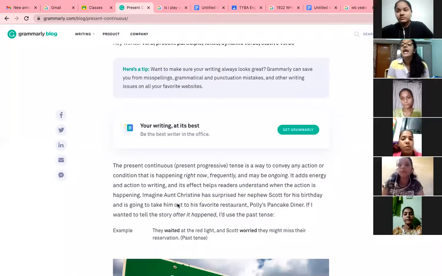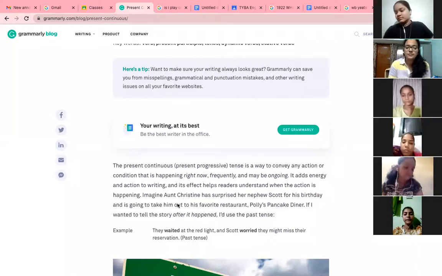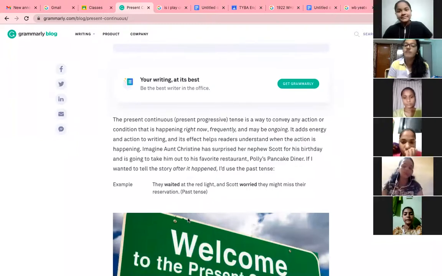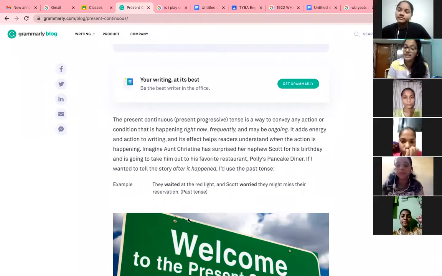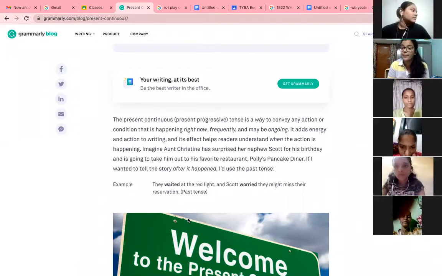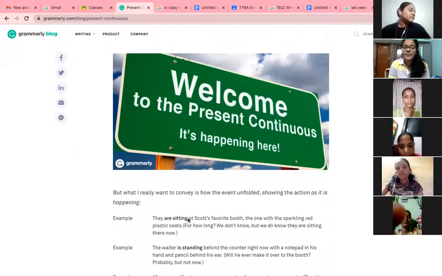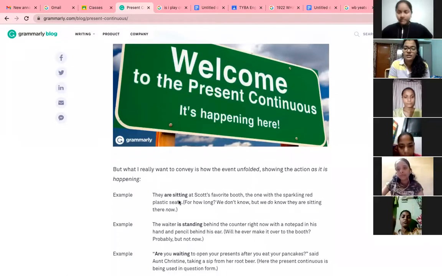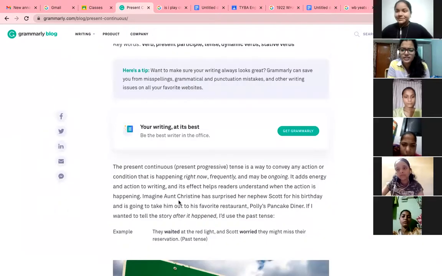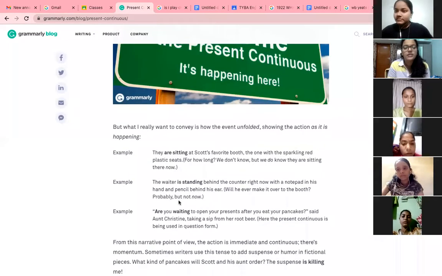It brings energy into writing. Okay. Let's do one more example. They waited at the red light and Scott worried that they might miss their reservation. This is a past tense ka sentence, okay? Please don't get confused. Okay? But now they're going to, I think, I don't know why they gave a past tense ka example, but what I really want to convey is how the event unfolded.